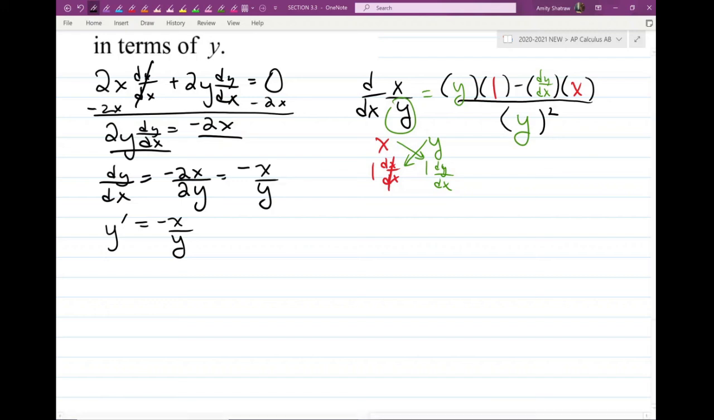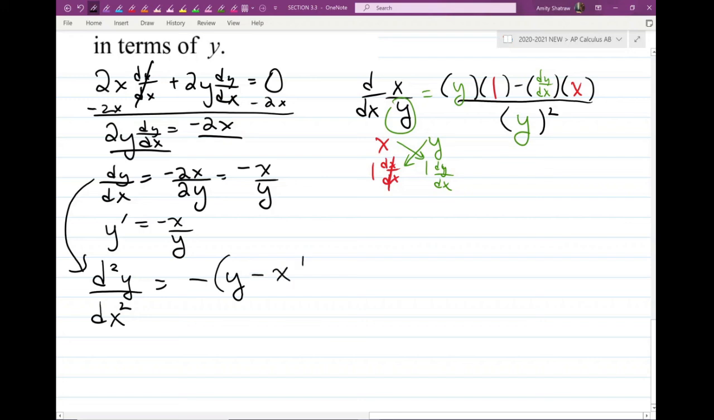Ready? My dy/dx is really a d squared y over dx squared. That's my second derivative. I'm going from here to here. Say that I have the negative version of y times 1 is y, and dy/dx times x is really x dy/dx. And I'm throwing that all over, ready, y squared. Can you leave this answer like this? Indeed, you can if you want to.